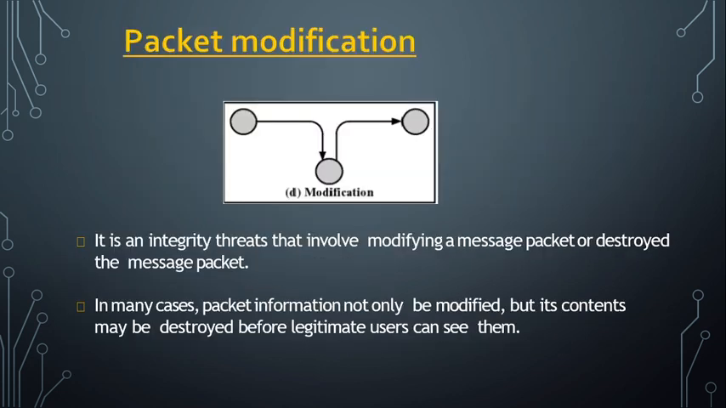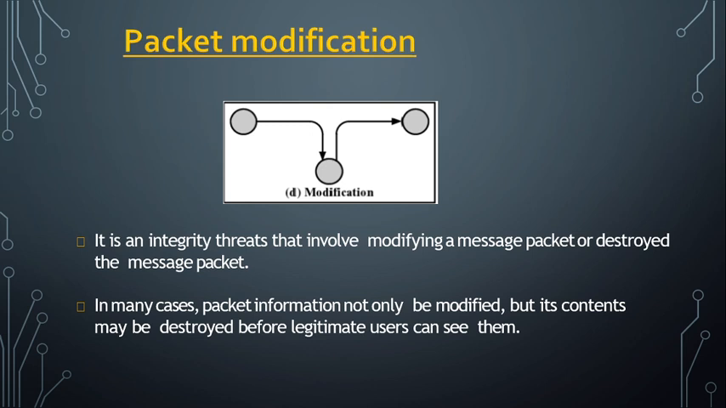And the last one is packet modification. If you are requesting a data packet from a server over a network, sometimes a third party can modify the data, like the content of your information, or the IP address can be changed. Many things can be done by a hacker. So it is also one type of threat happening over a client server network.